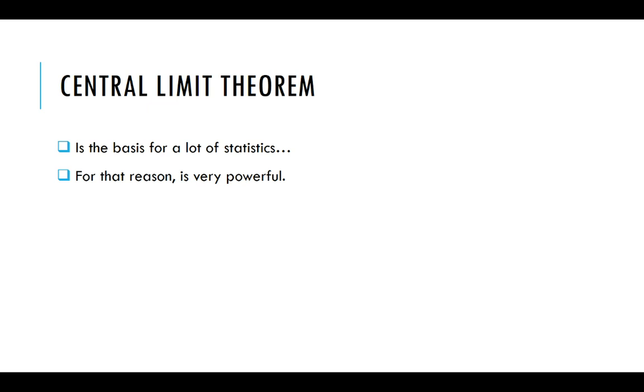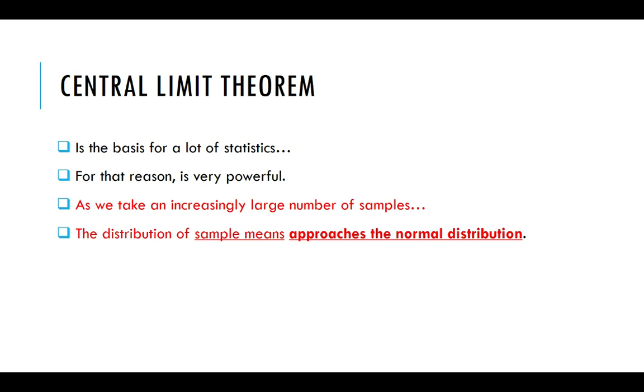The central limit theorem basically says that as we take an increasingly large number of samples, so as we take more and more samples from our population, the distribution of sample means approaches the normal distribution. Now, gang, it is okay if right now it sounds like I am speaking Greek, because I'm going to illustrate this to you. But let's look at the first part.